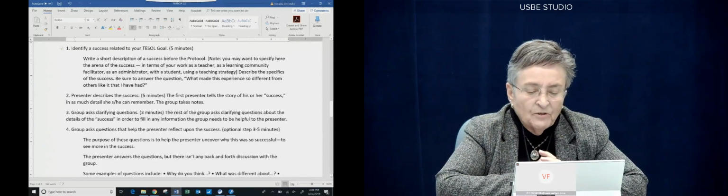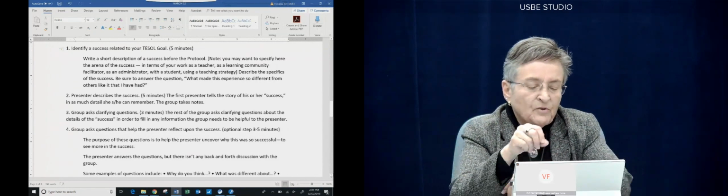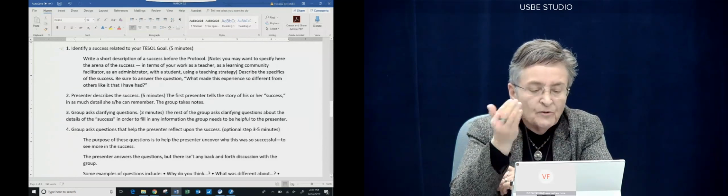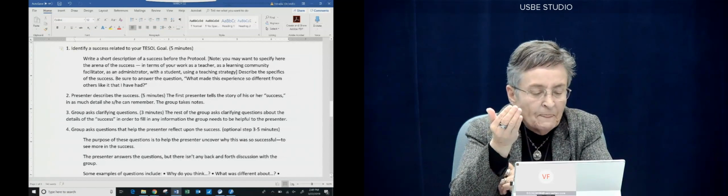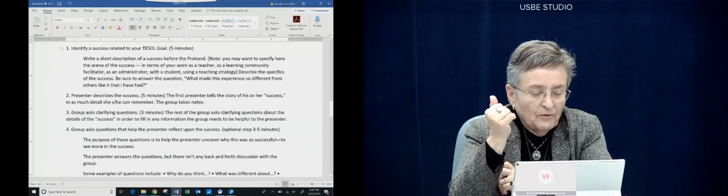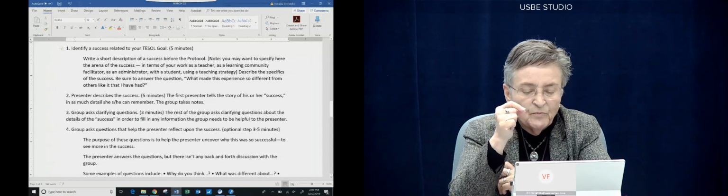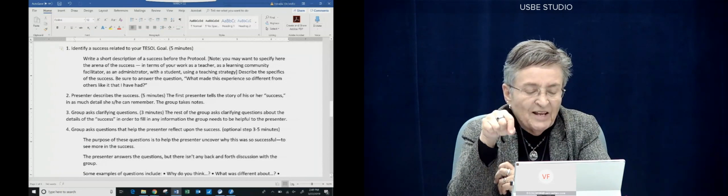The presenter tells the story of his or her success in as much detail as she can remember, and the group takes notes. Now, we're probably going to combine these two things because my assumption is that you'll be prepared. Your short description will be prepared already. Okay, and then, like the tuning protocol, the group asks clarifying questions, the rest of the group, about the details of the success in order to fill in any information the group needs to be helpful to the presenter.